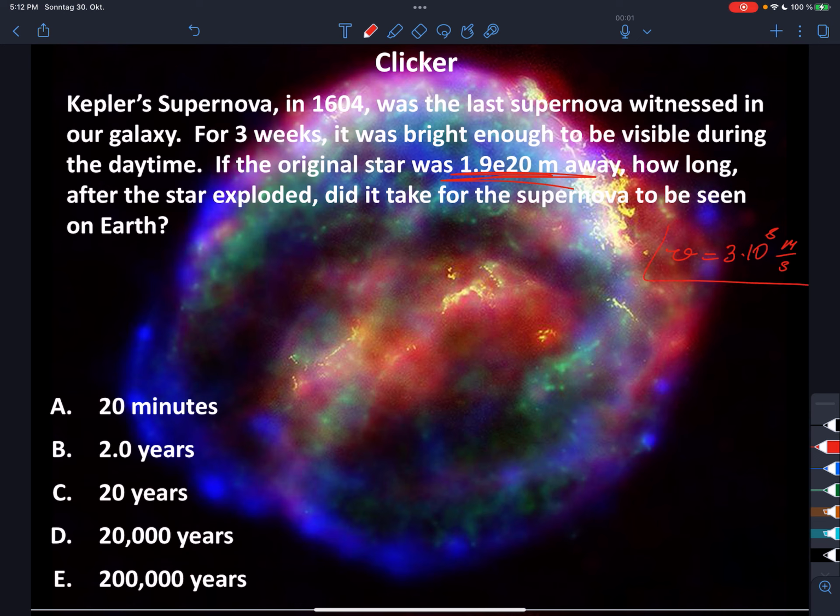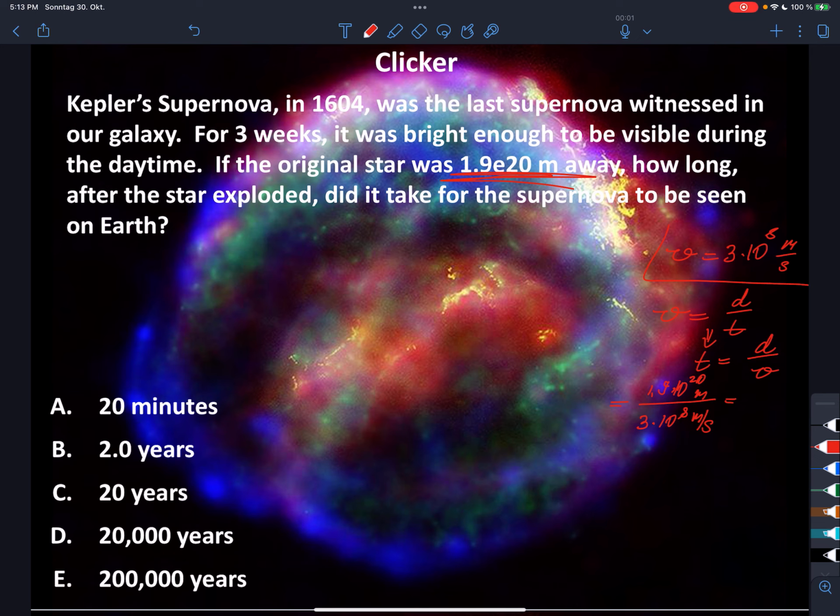Okay, and all I need to find is how long the light propagated from this supernova until it reached us. Well, there is no acceleration, and therefore, using the equations that we had in 2.11, we know that the speed is given by the distance divided by time, and I can solve for time, right? So from this equation, it follows that time will be given by the distance divided by the velocity. And next, I will just substitute the numbers. So it's 1.9 times 10 to the positive 20 meters divided by 3 times 10 to the positive 8 meters per second. I'm doing this simple math using my calculator, just dividing these numbers.